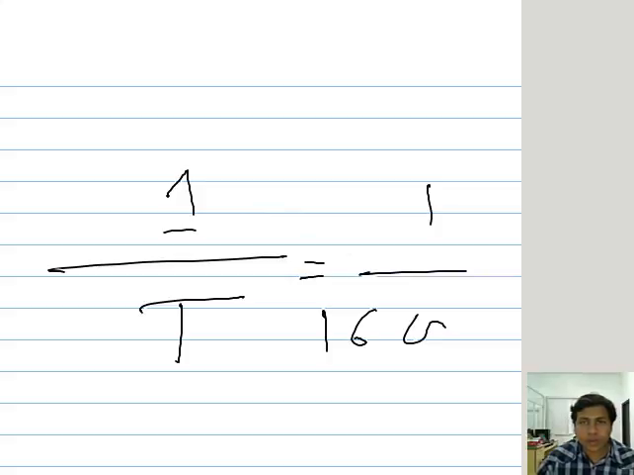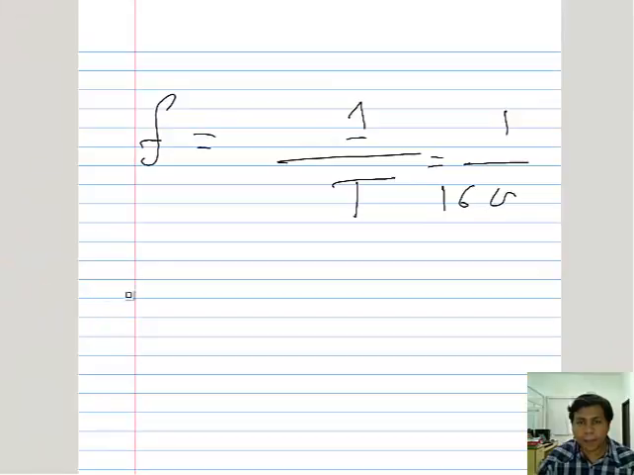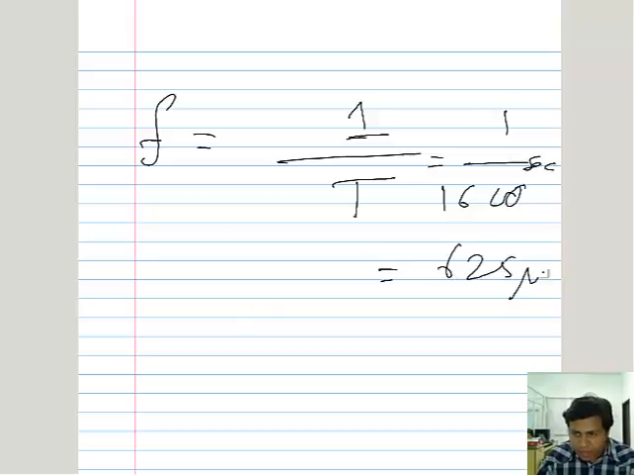So if you calculate 1 by 1600. We have already seen there is a calculation that in a second it can have 1600 hops. So this will be 1 by 1600 second. This will come to 625 microseconds. If you calculate by calculator, this will come.